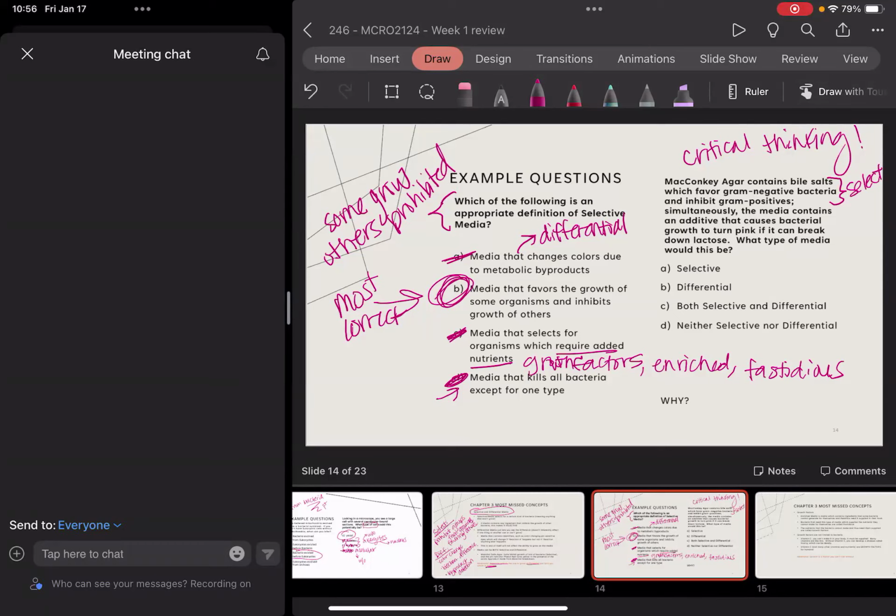Simultaneously, it has an additive that causes bacterial growth to turn pink if it can break down lactose. Well, that part of it, we're not inhibiting or prohibiting with that, but we are having a color change if we can do something metabolically or biochemically. So this is differential. So what type of media is it? Is it selective? It is, yes. Is it differential? It is, yes. So the right answer would be C. It's both of those things. Okay.